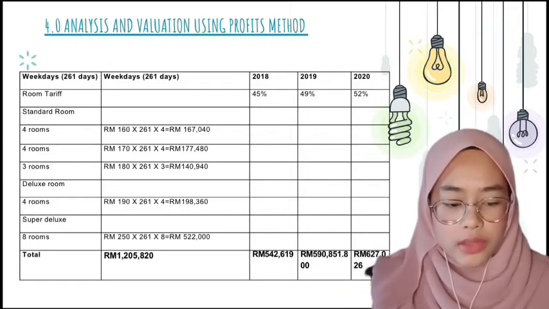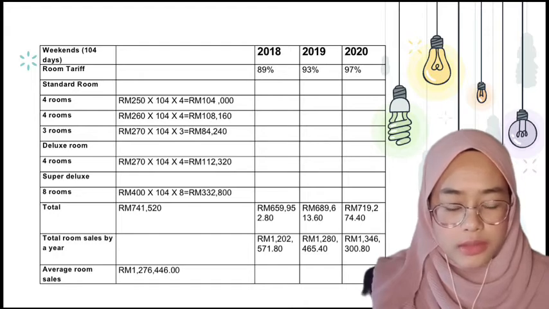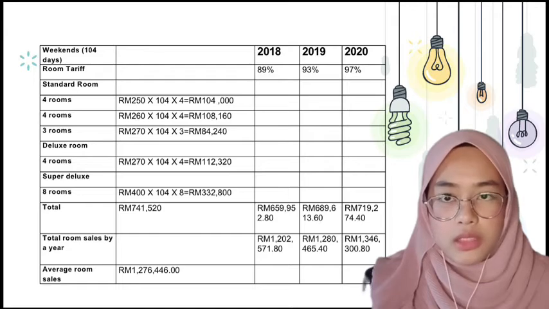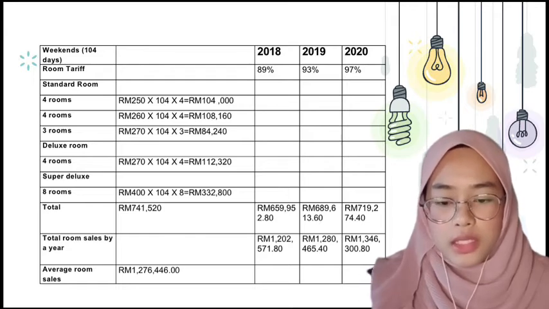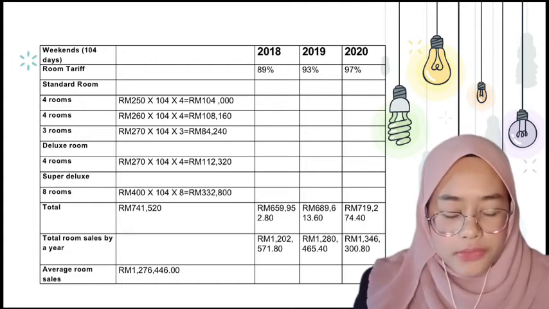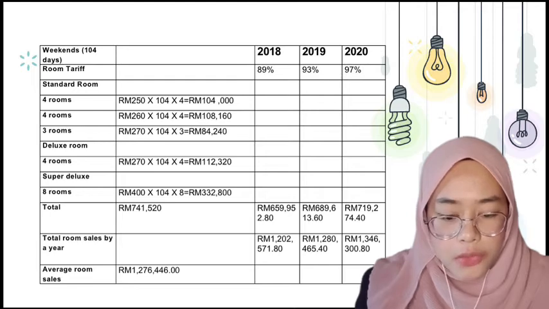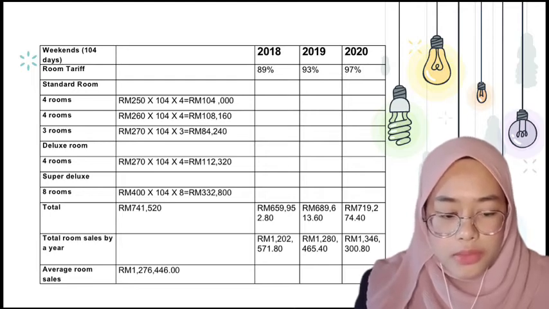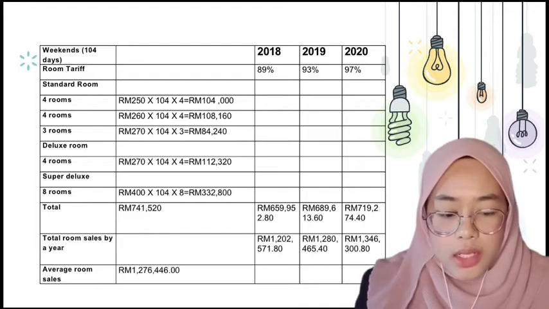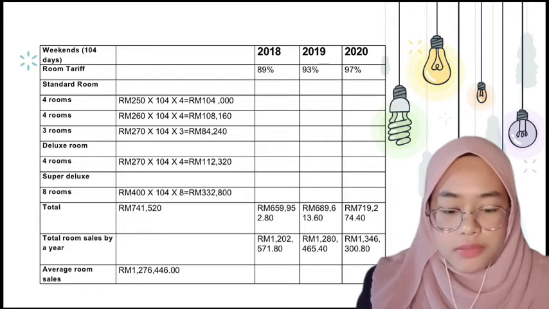So to get the total room sales by a year, we need to multiply by the occupancy status for each of the 3 years, which are 2018, 2019 and 2020. After multiplying by the occupancy status for each year, we need to total up the weekdays and also the weekends, and then divide by 3 to get the average room sales.